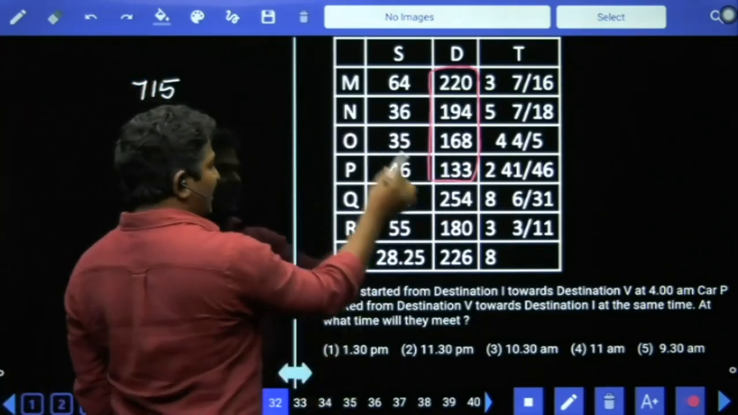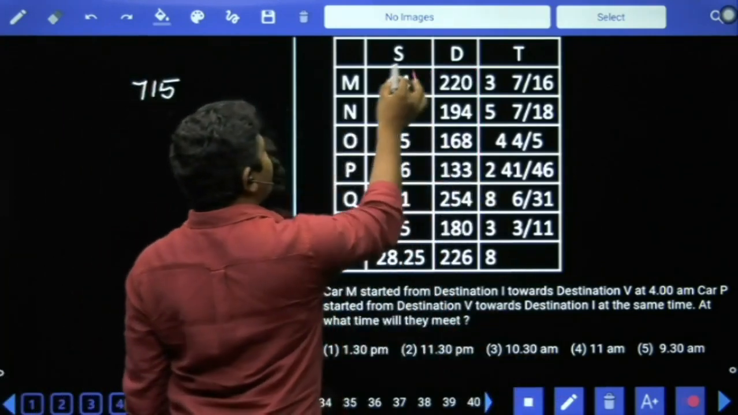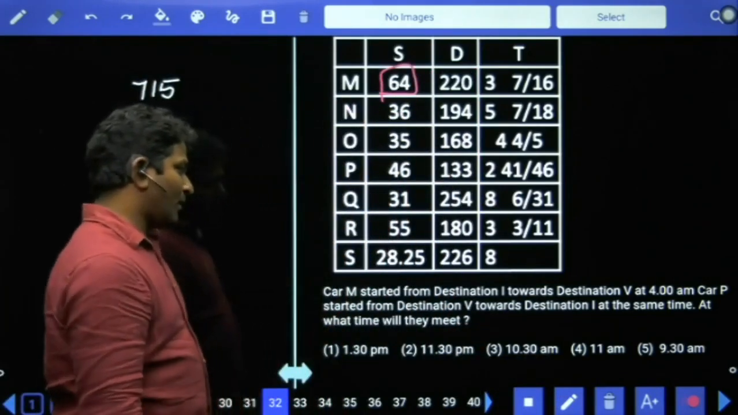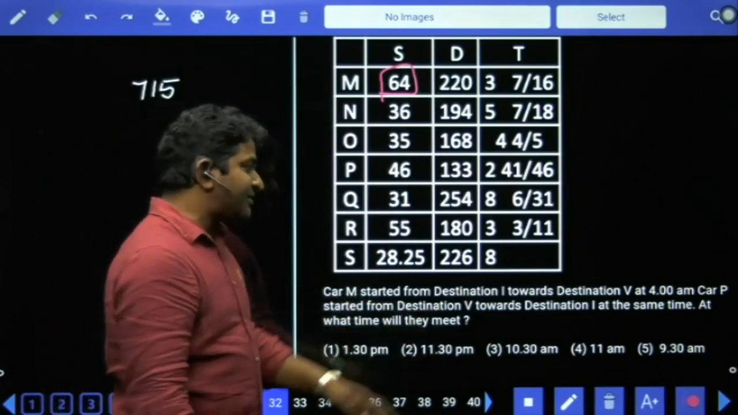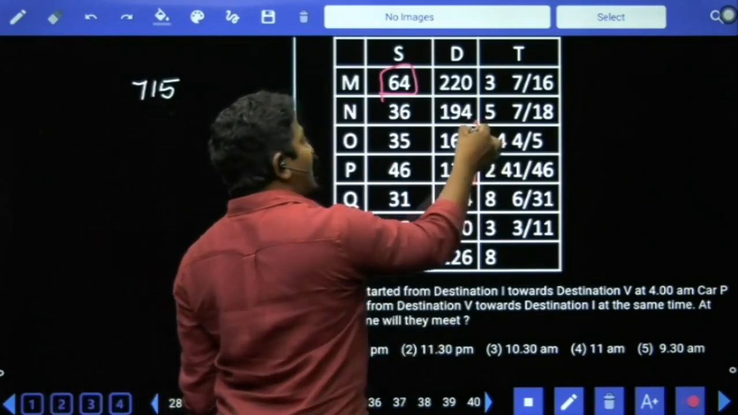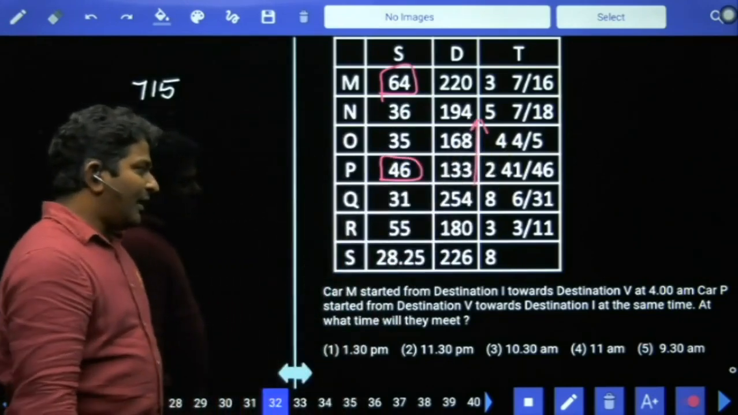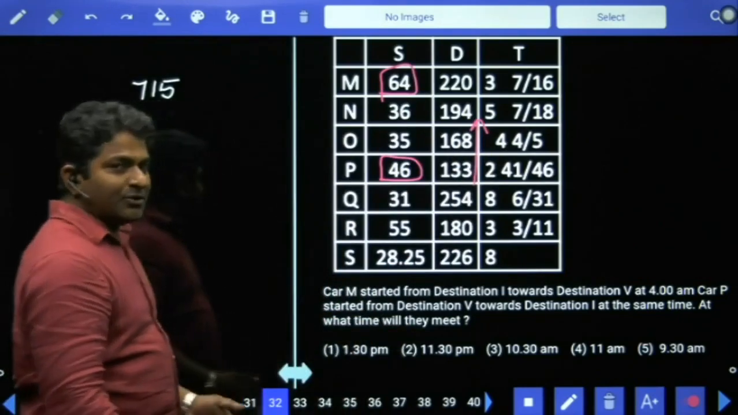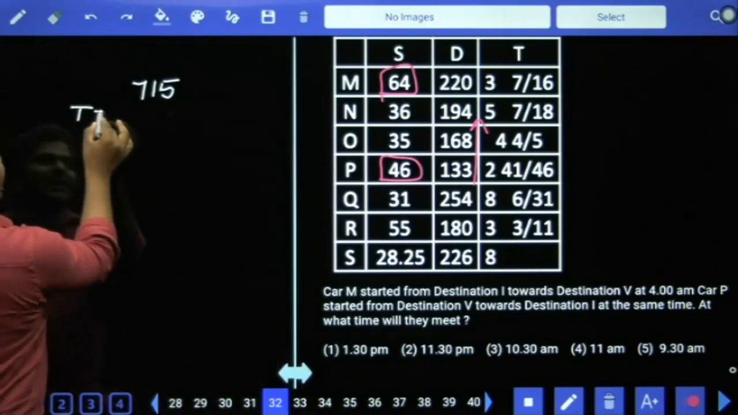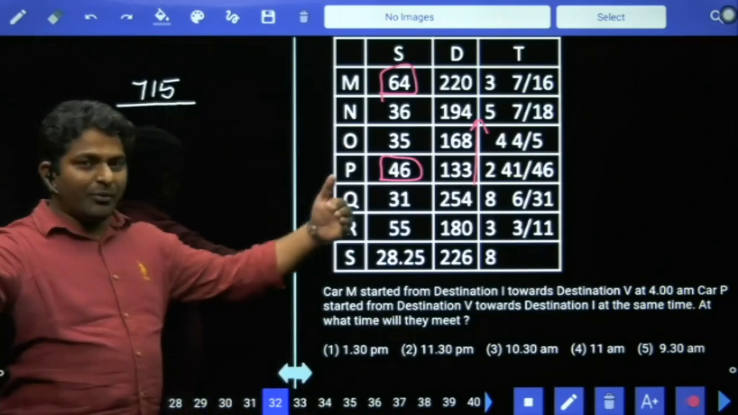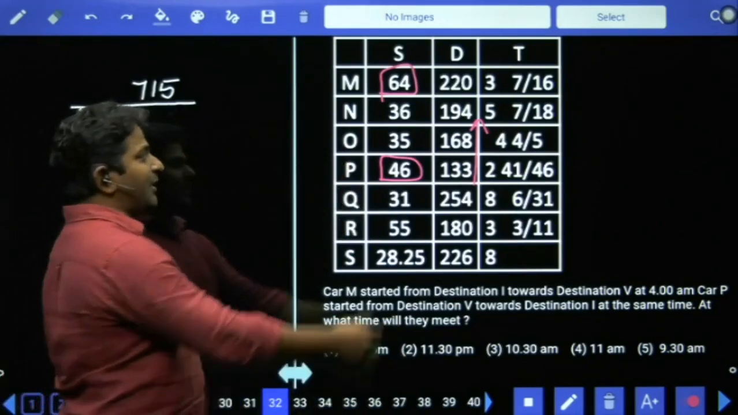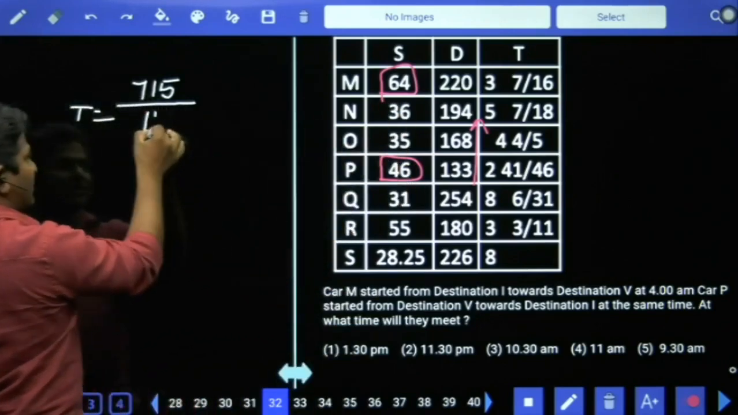Car M started whose speed is 64 km per hour. And car P started from destination 5. So from here P is covering, whose speed is 46. At what time will they meet? So time T is equal to distance by speed. Both are moving opposite to each other, so relative speed is S1 plus S2, that is equal to 110.